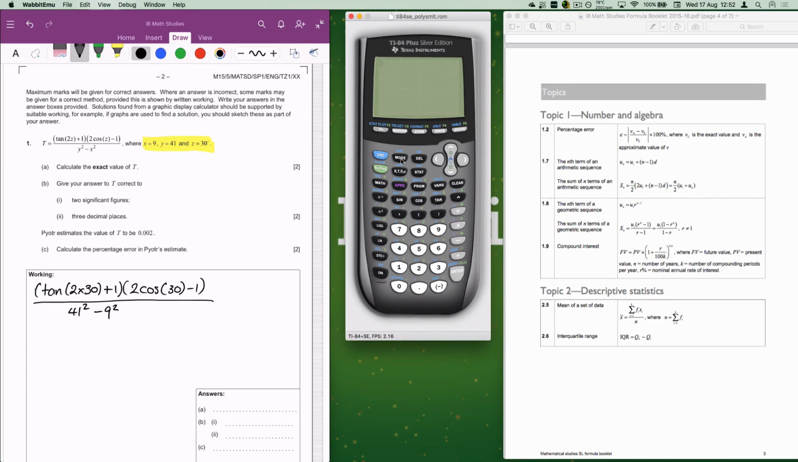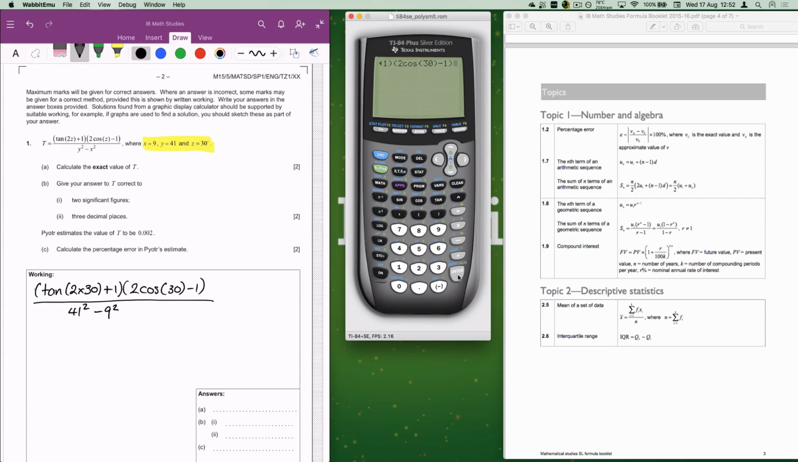So let's start. We look at our formula. The first thing we have is a parentheses, so let's open the parentheses just above the A. Then press tan. Now it automatically opens our next parentheses, so we're going to do 2 times 30, close parentheses. And then it says plus 1, close parentheses. So that's just done the first set of big parentheses. Now we're going to do the second, so we open up some parentheses. We do 2 cosine. We put in the value of z, which is 30, close the parentheses, minus 1 and close the parentheses again.